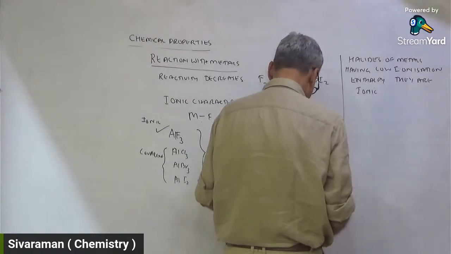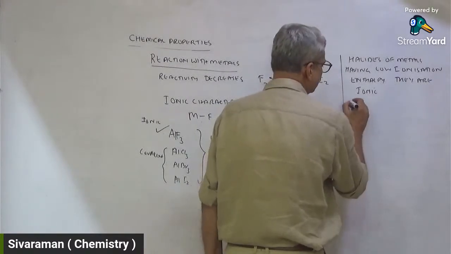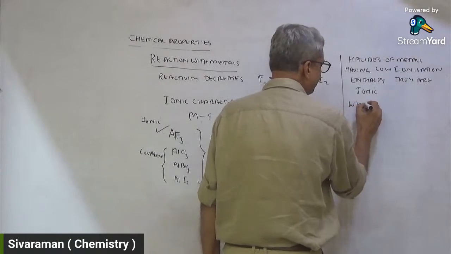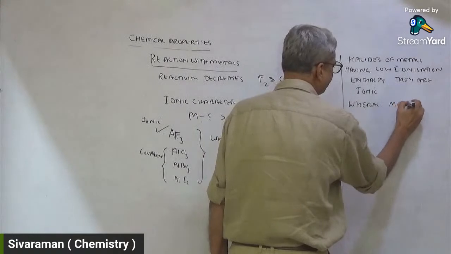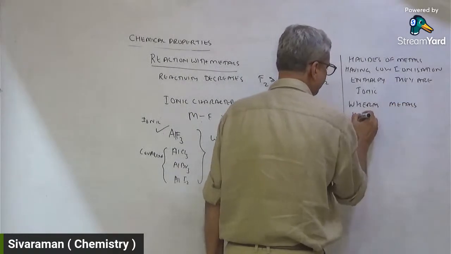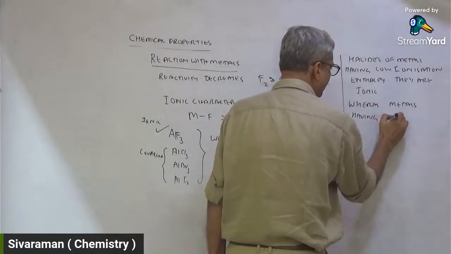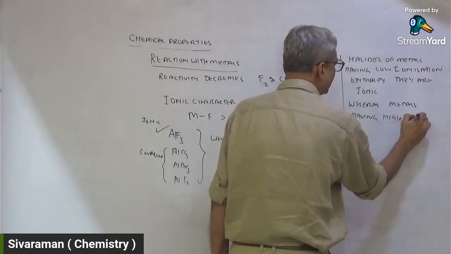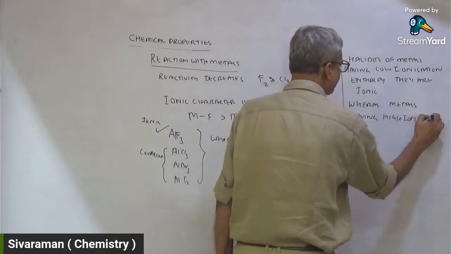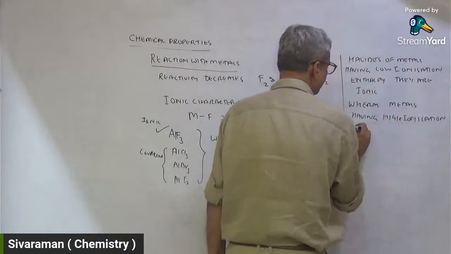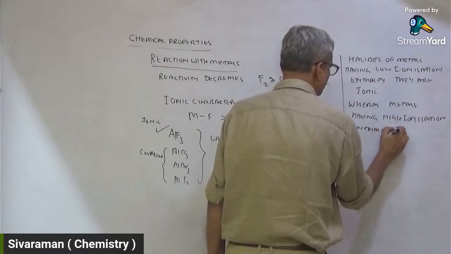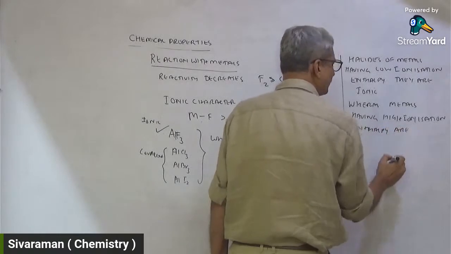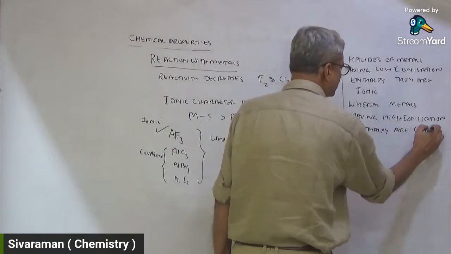Whereas metals having high ionization enthalpy are covalent in nature.